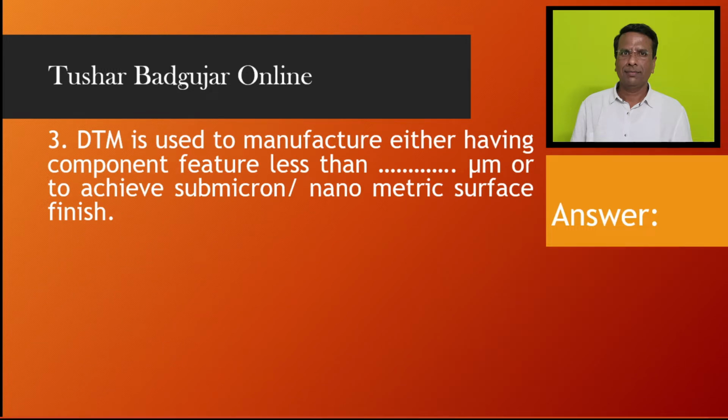DTM is used to manufacture component having feature less than dash dash micron or to achieve submicron or nanometric surface finish. 1, 10, 100, 0.1. And the answer is C, 100.